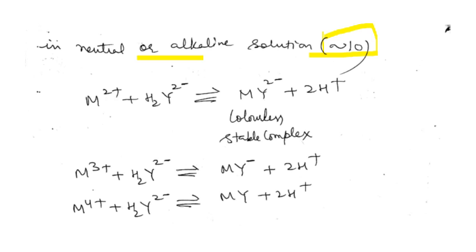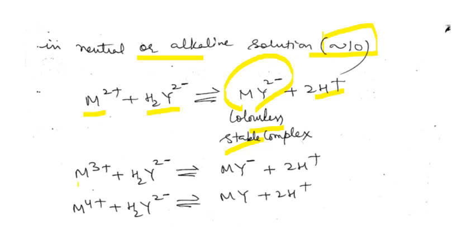The metal ion here, M2 plus, represents the hardness causing ion. When it reacts with the EDTA species, 2 H ion are released and it forms a colorless stable complex with the metal ion. This stable EDTA complex is colorless. So if a divalent cation like calcium and magnesium reacts with EDTA, it forms the colorless stable complex.